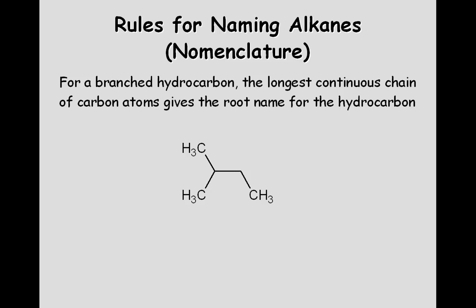This podcast is about naming alkanes, which are the simplest of the organic groups. The rules for naming alkanes also apply to the other functional groups in organic with some slight modifications. So let's take this first compound. It is a hydrocarbon, that is, it's got hydrogens and carbons in it.